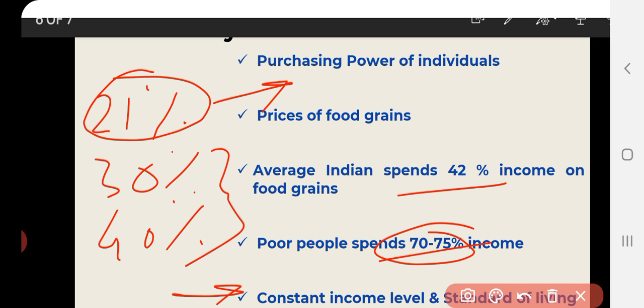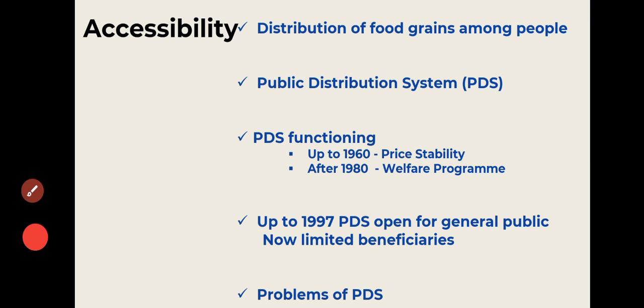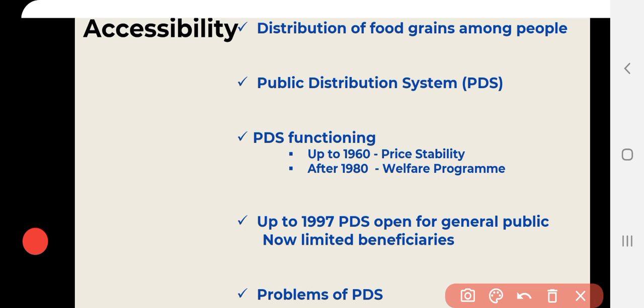And the last point is about accessibility. In case of accessibility of food grains, what is the distribution mechanism? Distribution mechanism means how the government distributes the food grains among the people. What is the mechanism to distribute these food grains among the people? As usual, the rich income group people purchase these food grains from the open market at higher prices.